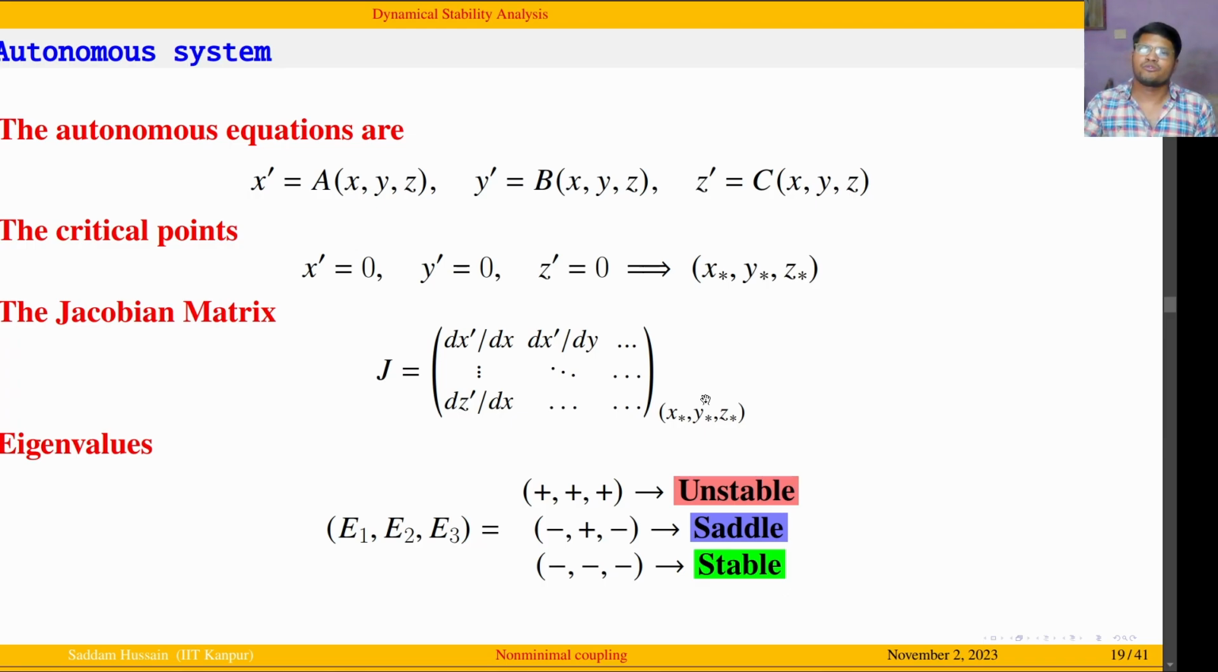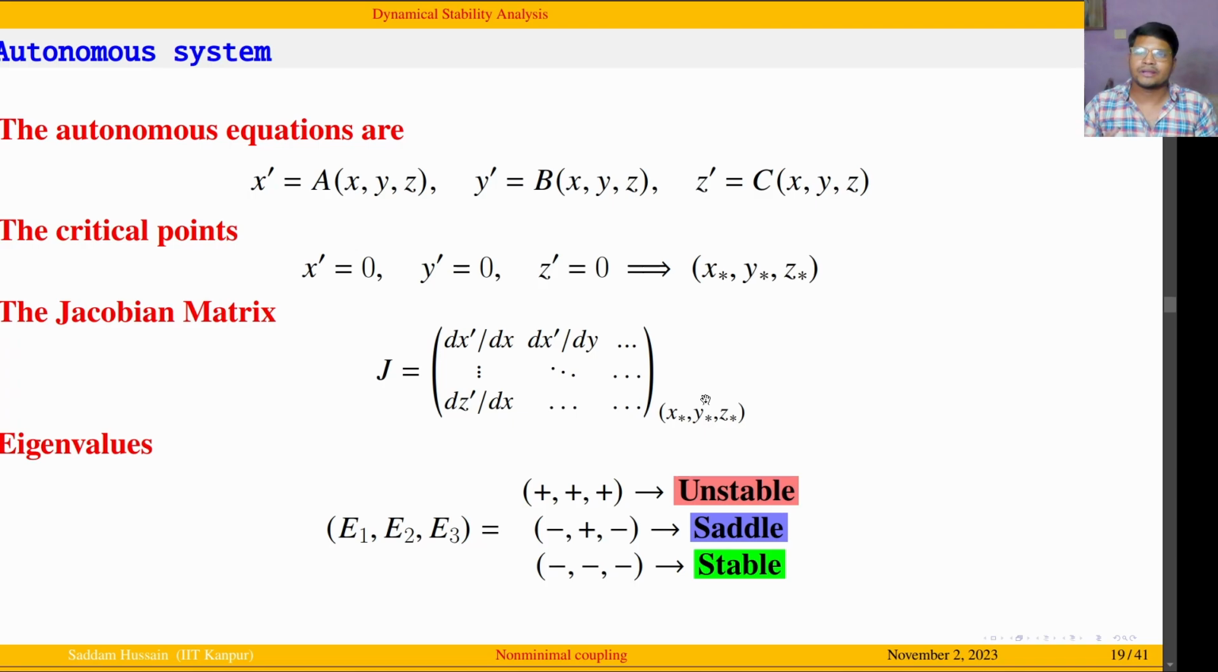After that, we have to find out the critical points. What are the critical points? They are also called stationary points. Around these points, we have to find out the qualitative behavior of the system. And then we are going to find out the stability, because stability is much more important for whether our model is physically viable or not.